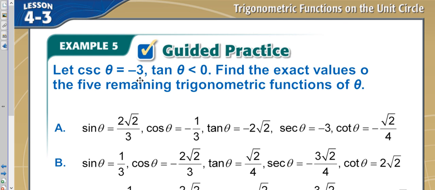So here's one for you to try. Now take note. This is like sine, it's negative. Tangent is also negative. So you've got to figure out, if sine is negative and tangent is negative, which quadrant does that have to be in?